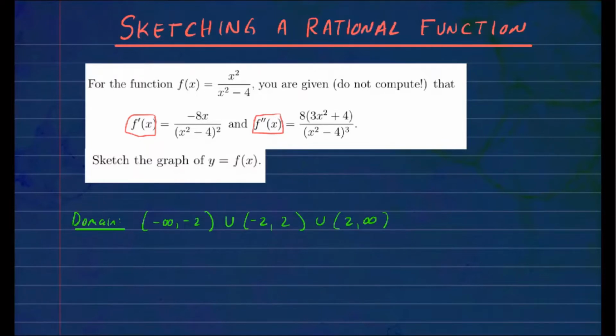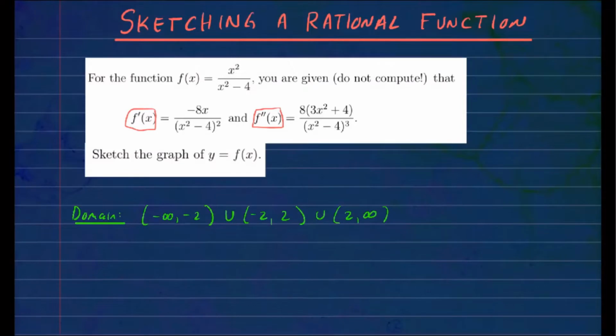So now that we know the domain, let's go ahead and find its asymptotes. Because it's a rational function, we have vertical asymptotes. The vertical asymptotes are where the denominator is zero for the given function, and the denominator is zero when x squared minus 4 equals 0, because that's the denominator of the function here. So we set it to 0, and we say that x equals plus and minus 2. So we have two vertical asymptotes.